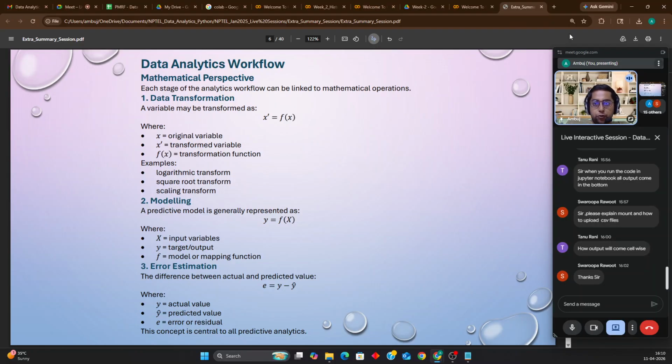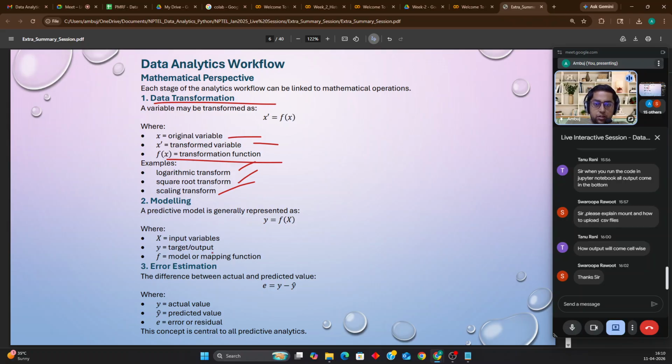Data analytics workflow is like this. First of all, we carry out the data transformation. Data transformation means a variable may be transformed from one domain to another domain, from the original variable to a transformed variable, where f(x) is the transformation function. It can be logarithmic, it can be square root transform, it can be scalar transform.